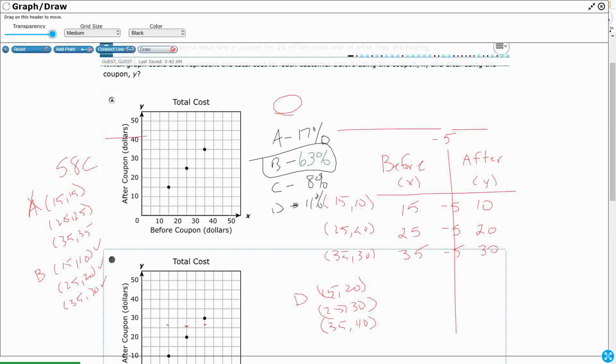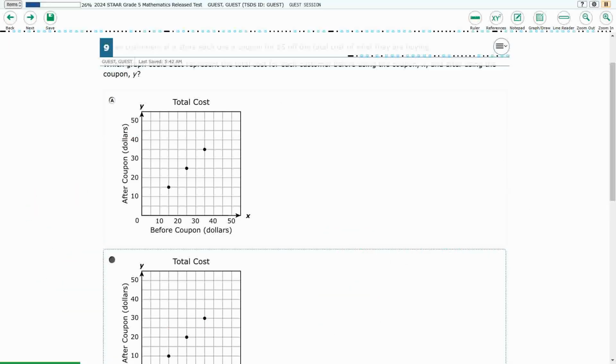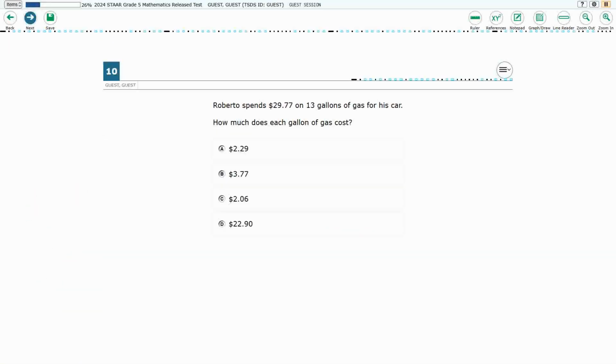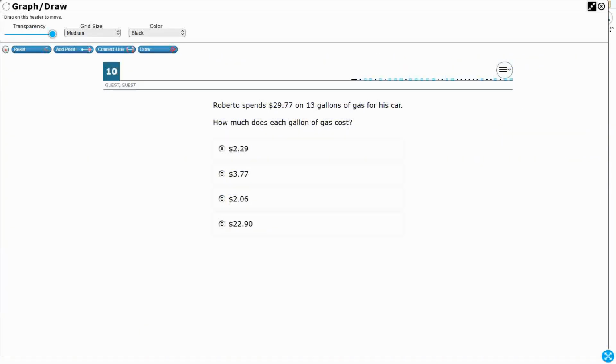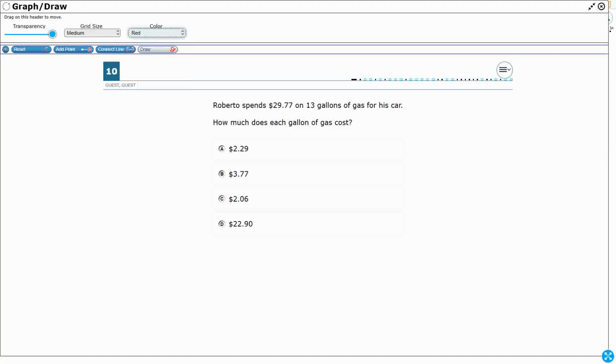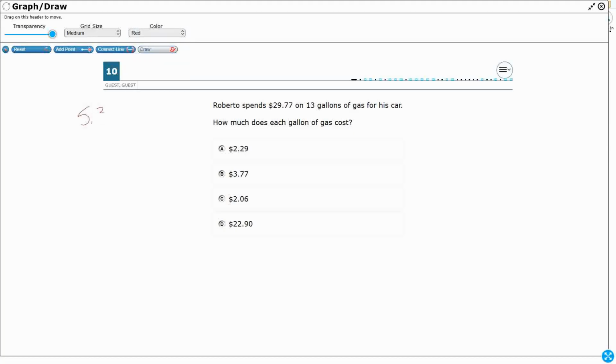That's just extra practice on taking real world problem situations, creating our own XY table, that's the best way to do it, and then matching the graph. For number 10, we are dividing decimals. This is 5.3G, and it looks like it's pretty simple here. Roberto spends, and we've got this amount here, 29.77 on 13 gallons of gas. Okay, so this is my total. This looks like we got a part-whole problem here.